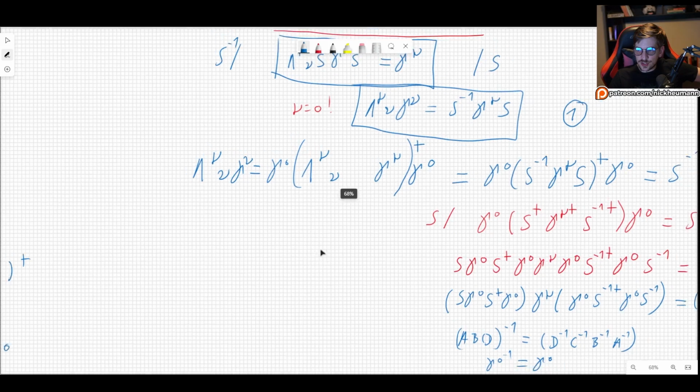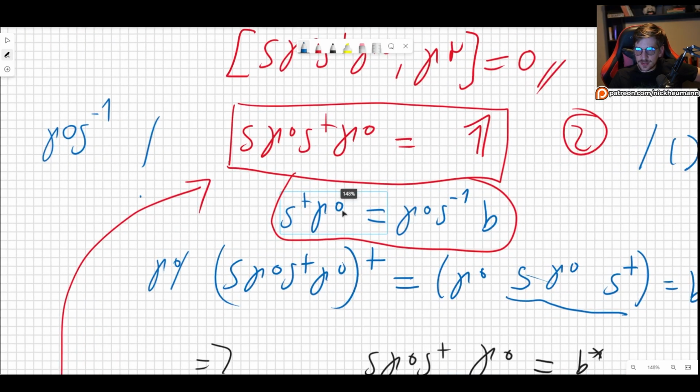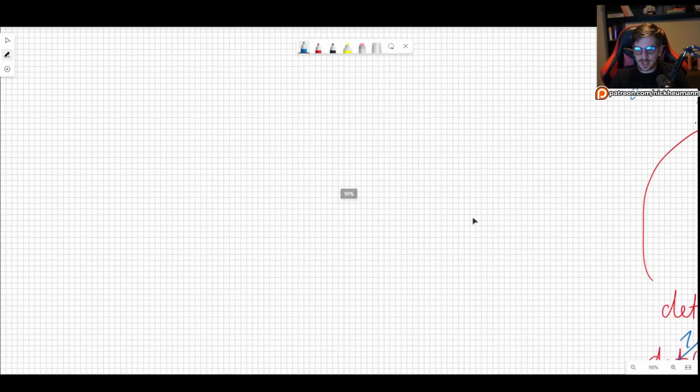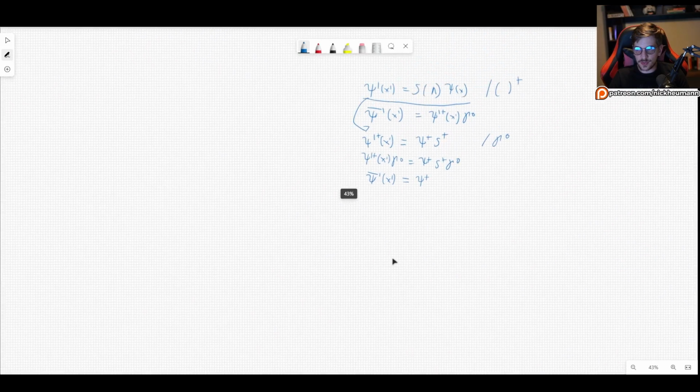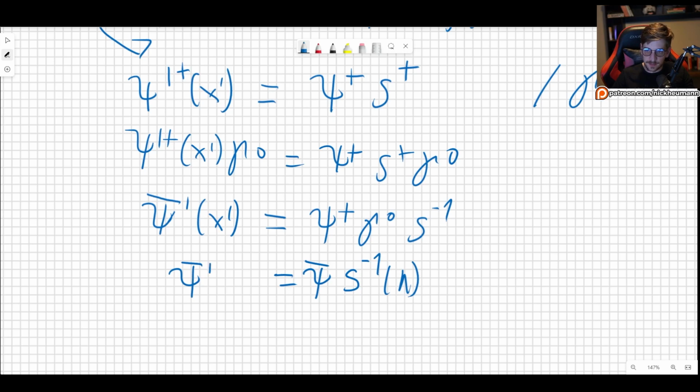Well, what is that? It turns out that we have already seen it. S dagger gamma 0 is gamma 0 S to the minus 1 times b, but we know that b is 1. So that's why it was so useful to find it. So we can write it as gamma 0 S to the minus 1. So this is simply the Hermitian adjoint of psi before transforming, times S to the minus 1 of lambda, and this of course is psi prime here.